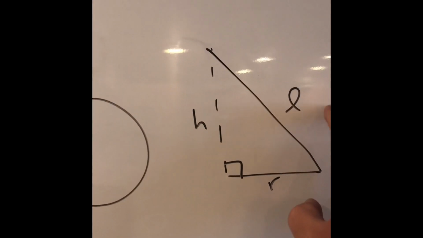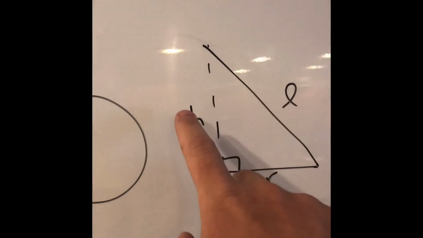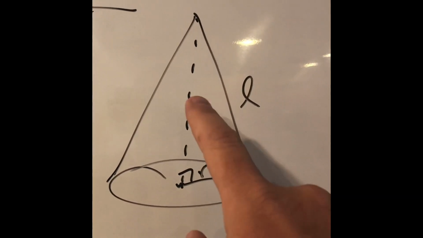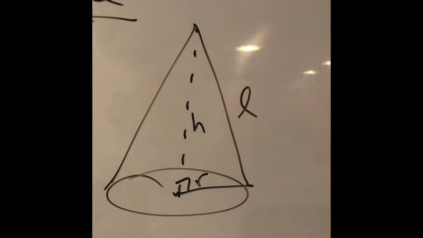Sometimes they won't give you the slant height. They'll give you a height and a radius instead. You'll just use the Pythagorean theorem to find that slant height. So if we look over here, see how h squared plus r squared would equal L squared. Let's take a look at some problems.